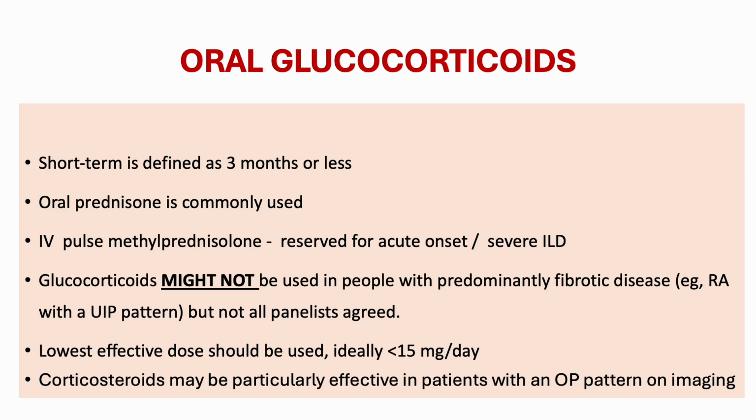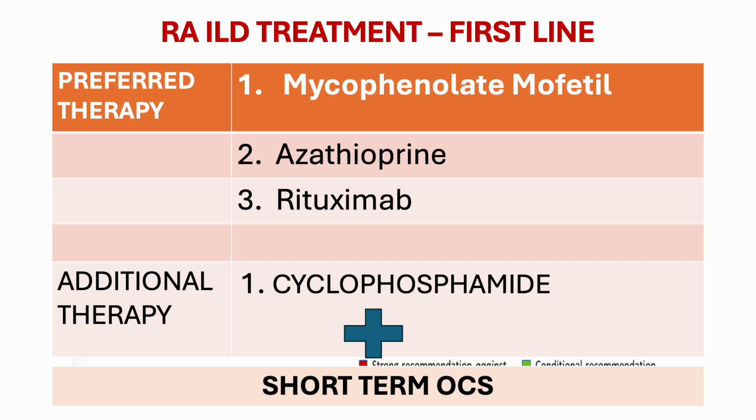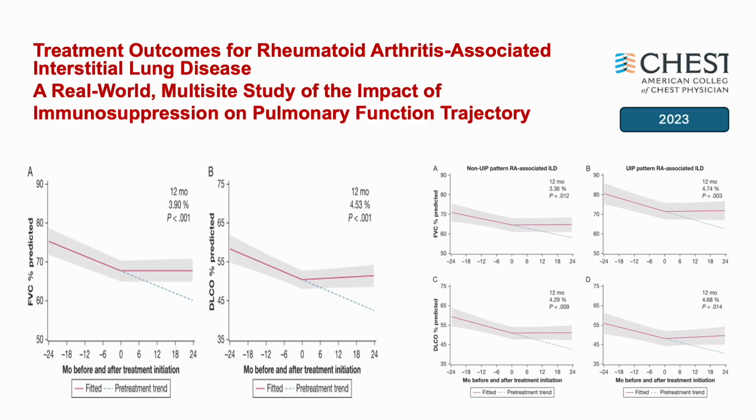So based on that, oral glucocorticoids can short term be added. But what is the first line for RA-ILD? MMF, azathioprine, or rituximab with additional cyclophosphamide if needed. Which one of these three is better? There have been a lot of trials comparing head to head each of these drugs.